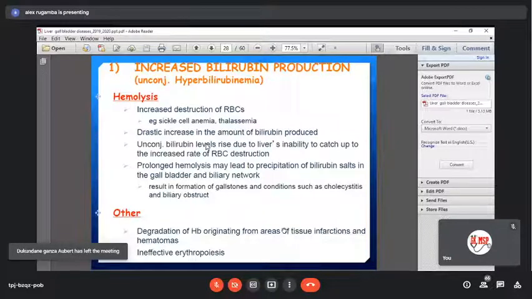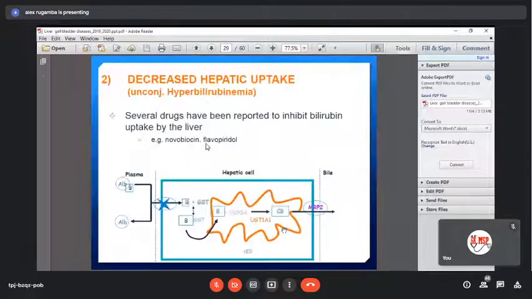So what is the cause of unconjugated bilirubin? First is hemolysis. Once red blood cells are being destroyed, the bilirubin will be increased, of course. So this is also decreased hepatic uptake. Several drugs may also participate in increasing unconjugated bilirubin.